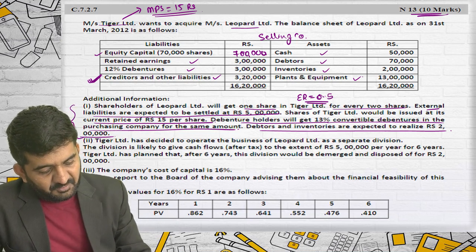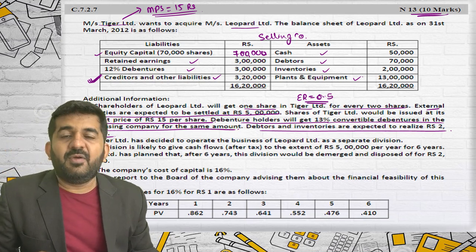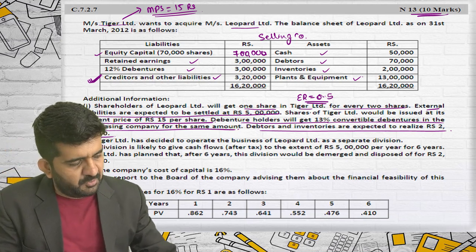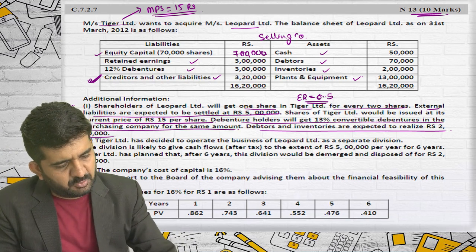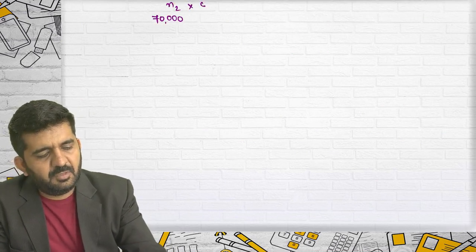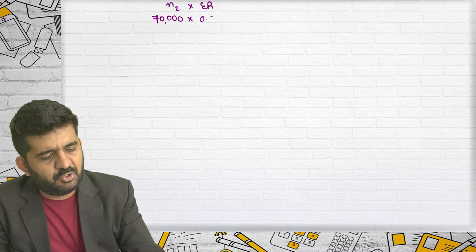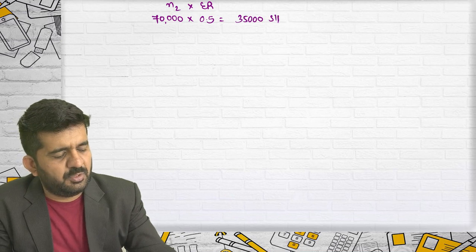This is very weird. Why, I will tell you. First of all, whenever this purchasing company issues shares, how many shares will be issued? I will tell you. There are a total of 70,000 shares of N2, multiplied by the exchange ratio of 0.5. So 35,000 shares will be issued.